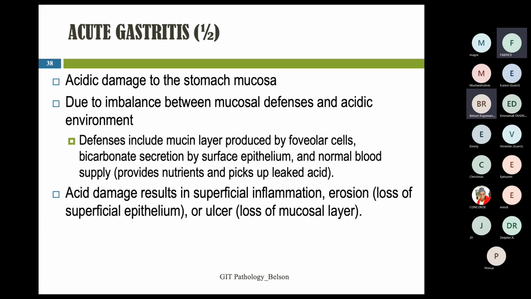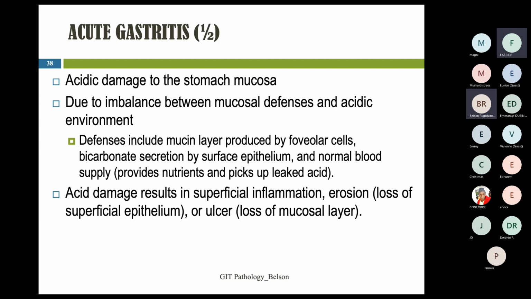So now we go to the inflammation. We start with acute gastritis, and there is chronic gastritis. So this is the acidic damage to the stomach mucosa. So there are mechanisms to keep balance between the acid production and the mucosa of the stomach, which protects the stomach from being injured by the acid.